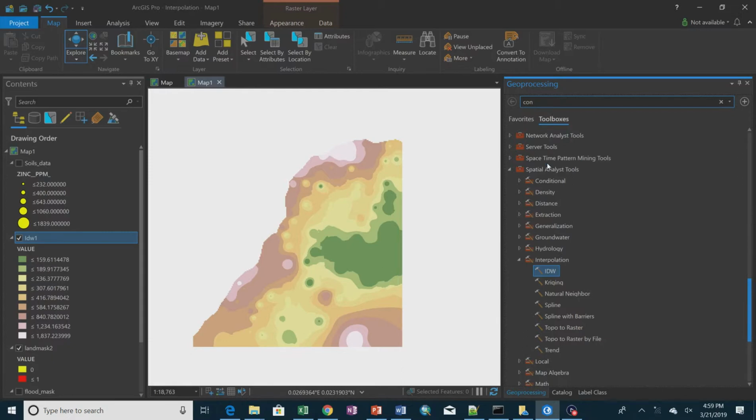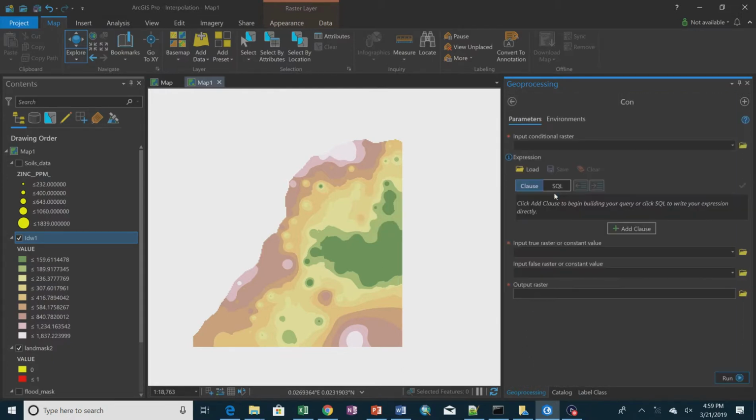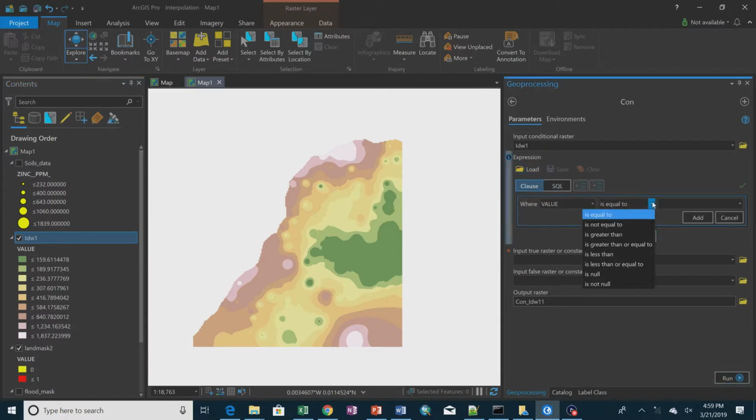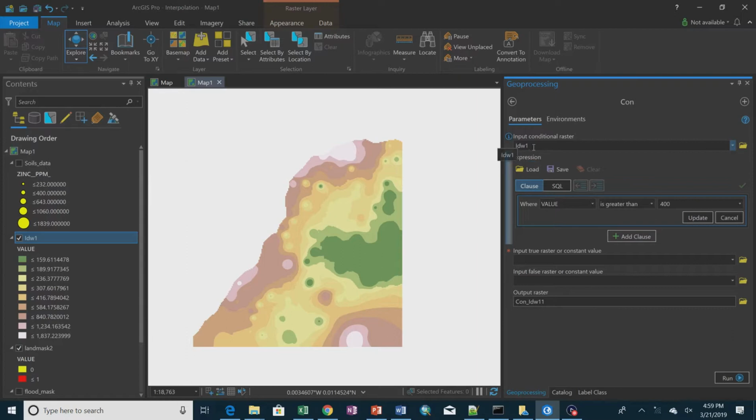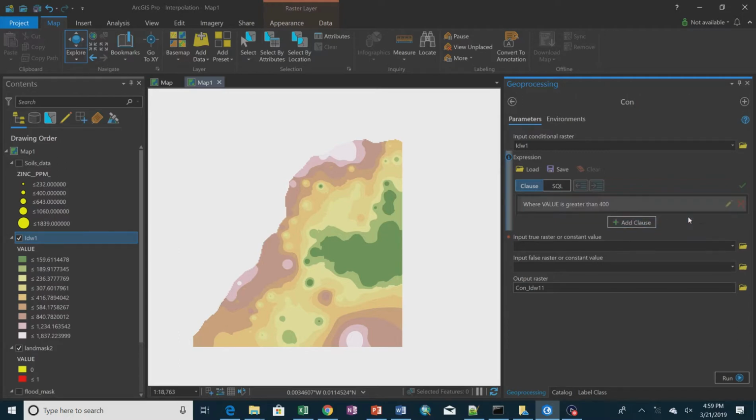I'm just going to use con. So I'm going to take the IDW, and then I'm going to add a clause and say if the value is greater than 400, I have to hit add. Oh, sorry, I did that too fast. So if I say IDW, if the value is greater than 400, then make that the clause. If it's true, I want to make my values 1. If it's false, I want to make my values 0. So in other words, where's it going to equal 1?